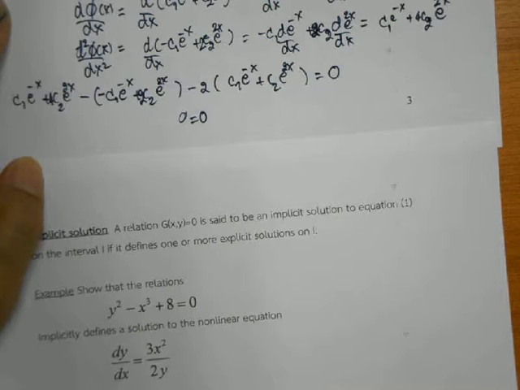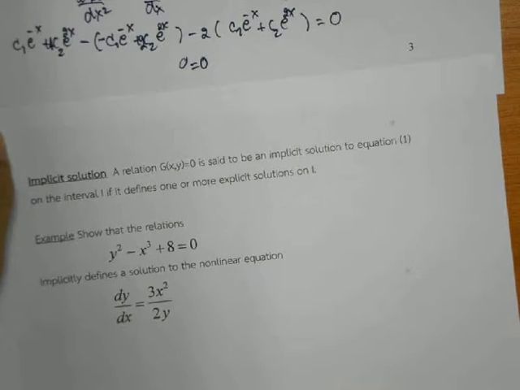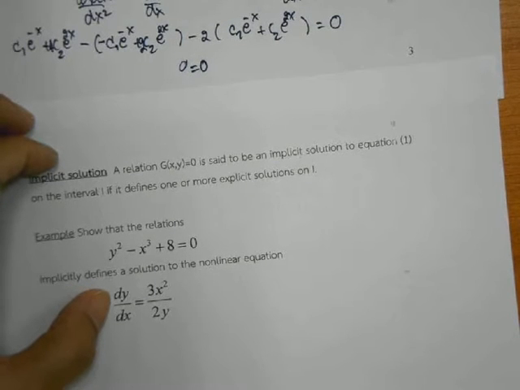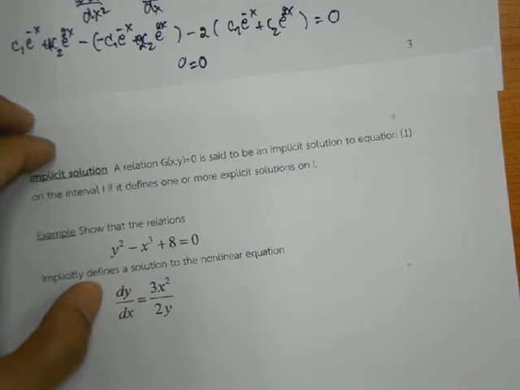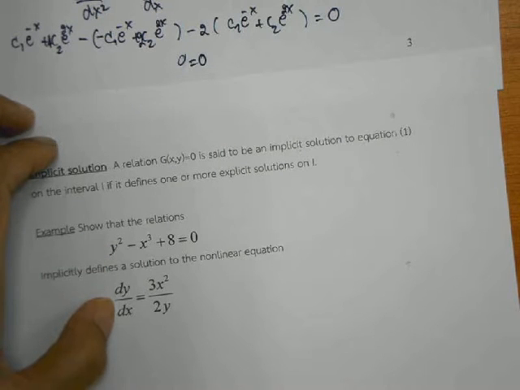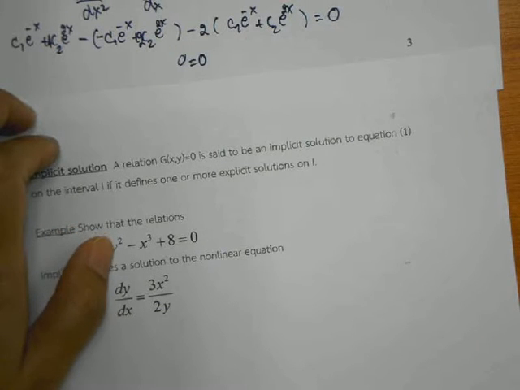Let's see the example. They're saying that we have this relation y squared minus x to the power 3 plus 8 equal to 0 is the solution of this nonlinear differential equation. This is a nonlinear differential equation, right? And then we say that first we got to show that this relationship is the answer of this differential equation. The way that we do it is that put y in there.